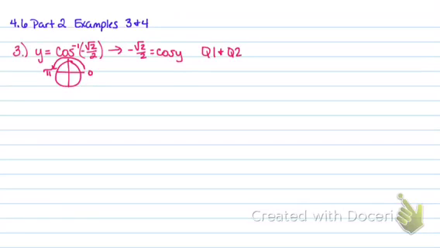All right, well here cosine is going to be the negative square root of 2 over 2. So we know that cosine is negative in which of those two quadrants? Hopefully you thought quadrant 2.